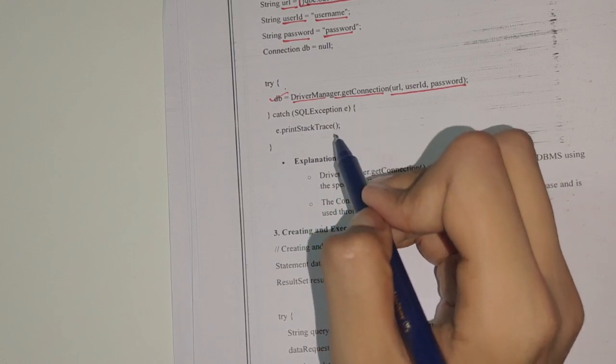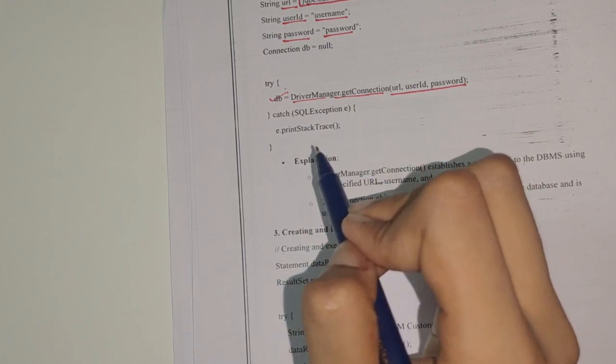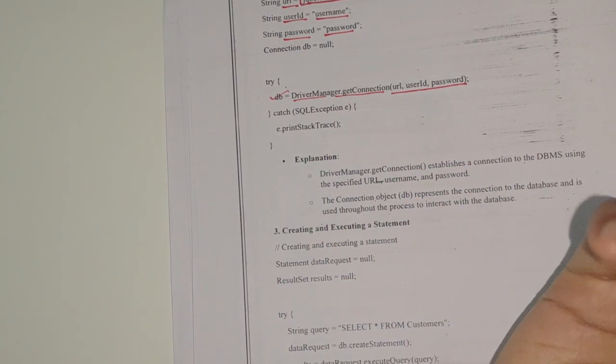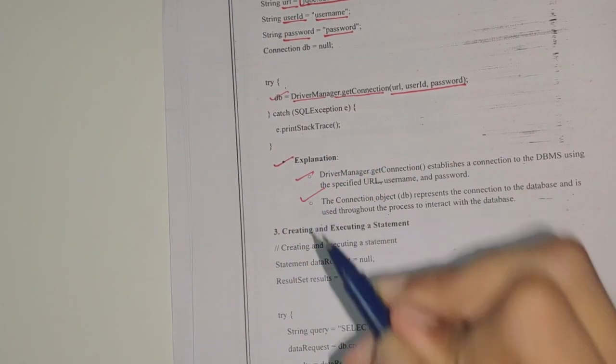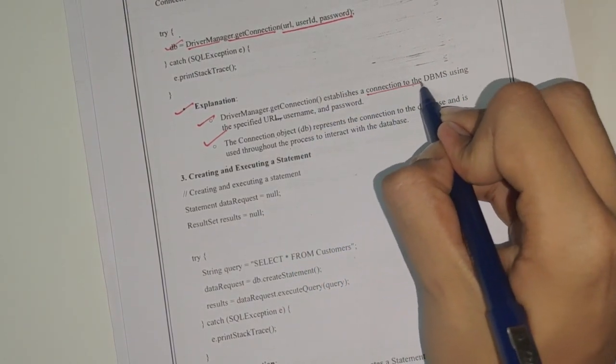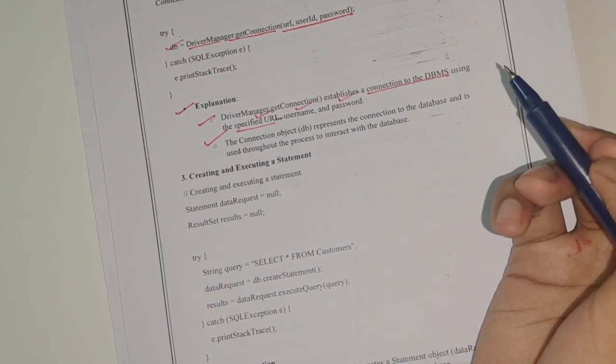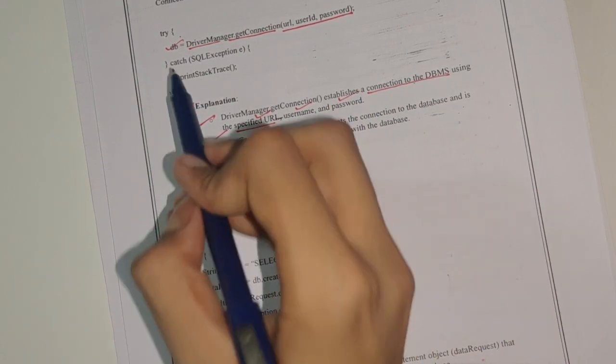That means the getConnection method is basically used for getting the connection with the database, whereas the Class.forName method was mainly used for loading the JDBC driver. Same thing goes for the explanation: DriverManager.getConnection establishes the connection to a DBMS using a specified URL, a username and a password, and a connection object is created.